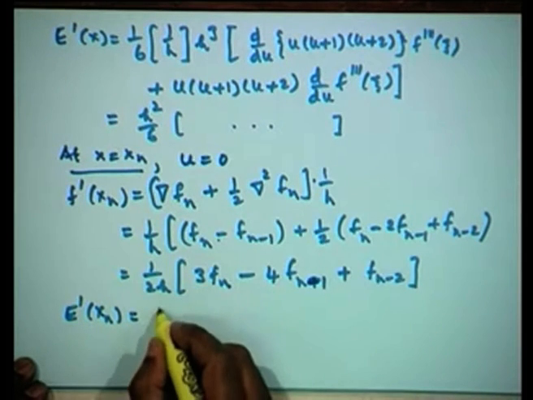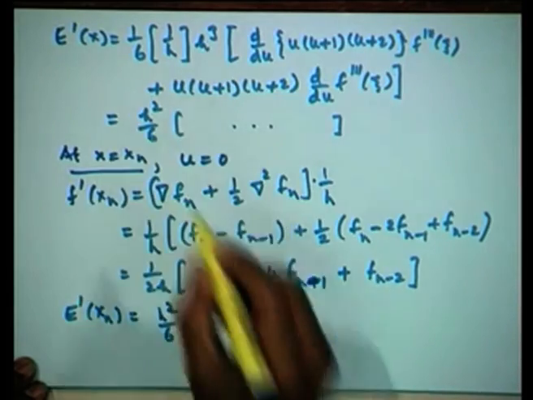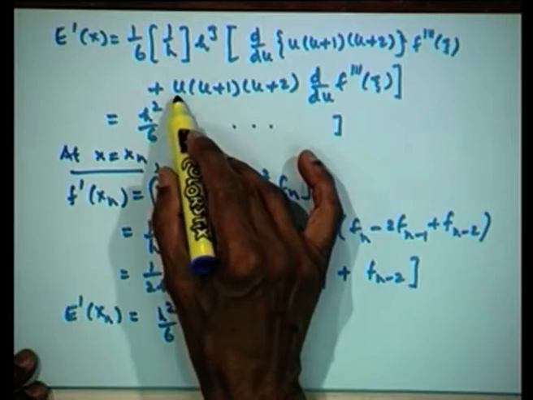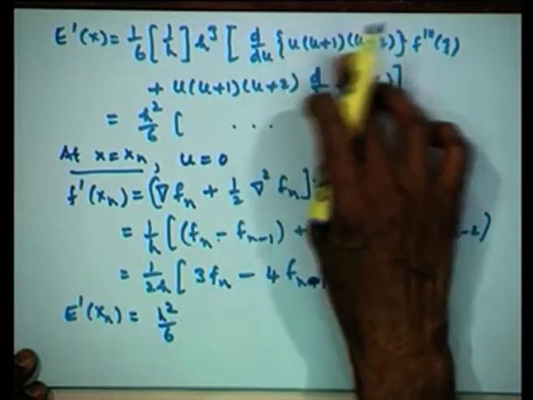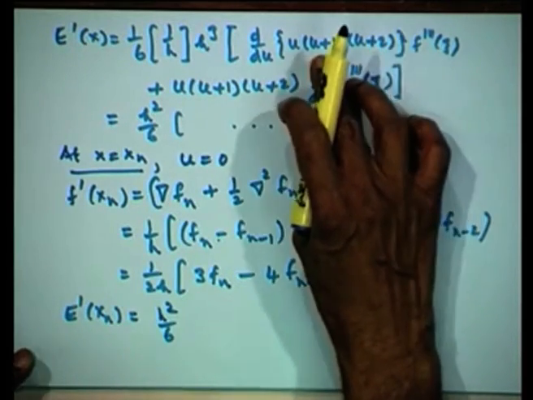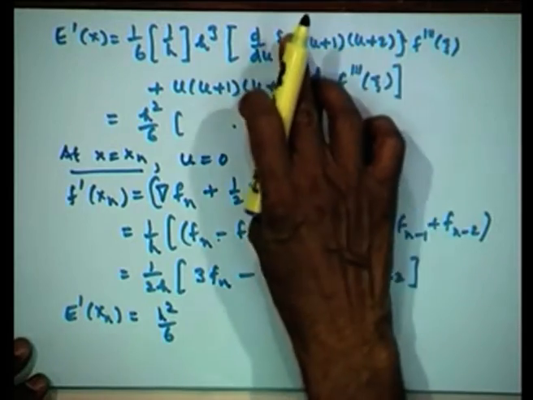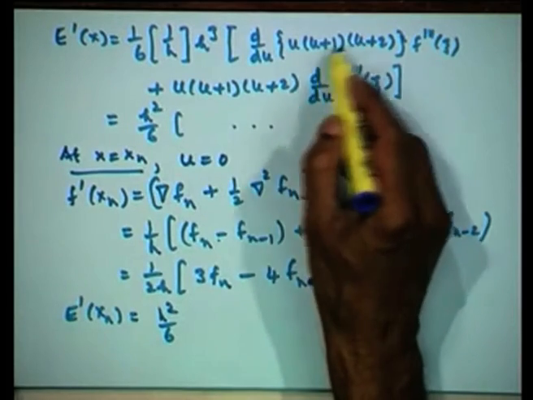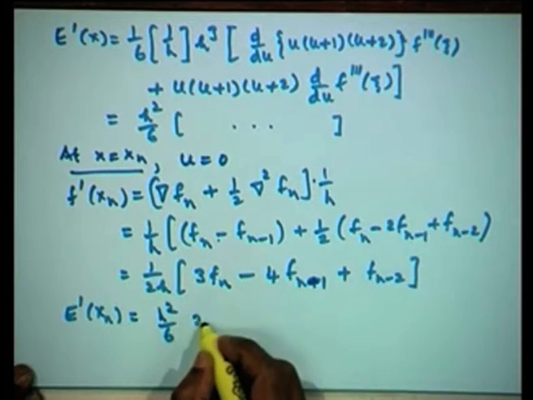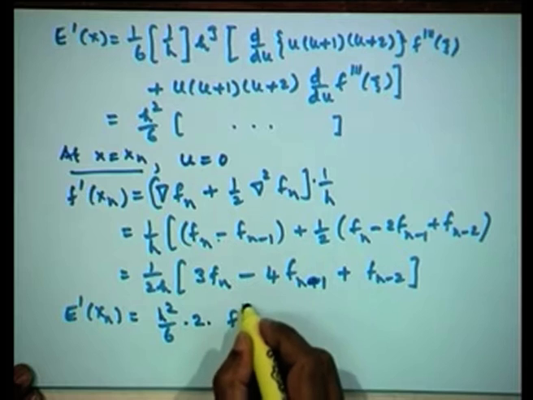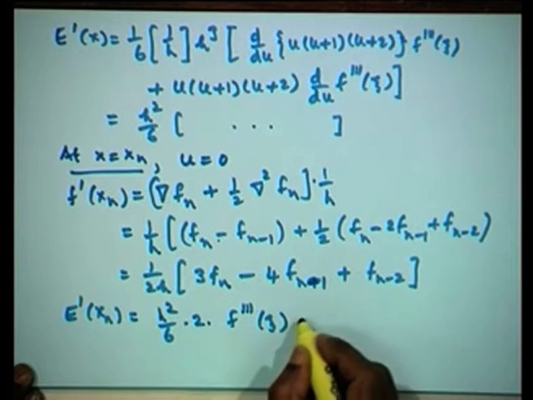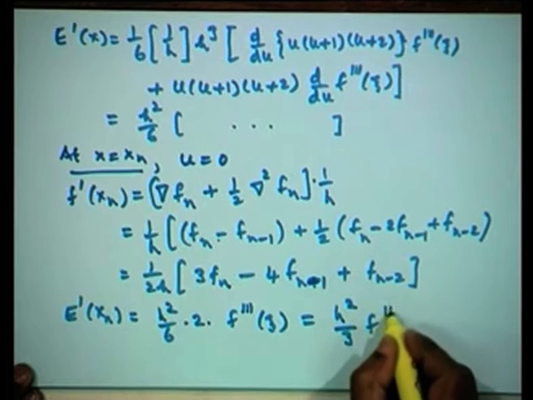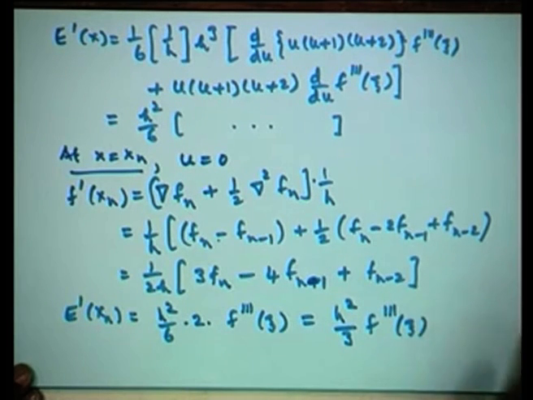Now, outside we have h square by 6. Let us have u is equal to 0, therefore the second term goes off. Now, I differentiate this as a product of 3 terms, only one term will survive, which will be the derivative of this particular part. If you just put u is equal to 0, I will get a 2 here and f triple dash of xi. So, the error is again, as in the previous case, h square by 3 f triple dash of xi.